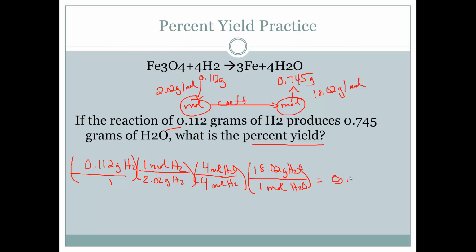Remember, in order to find the percent yield, you have to find the theoretical first, which is what this is. So to find the percent yield, it is the actual 0.745 divided by 0.999 times 100. That comes out to be 74.6%. We have now gone over the actual yield, theoretical yield, and percent yield of stoichiometry in chemical equations.